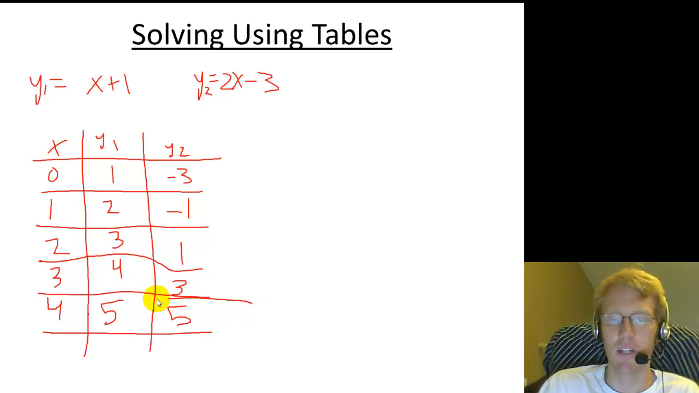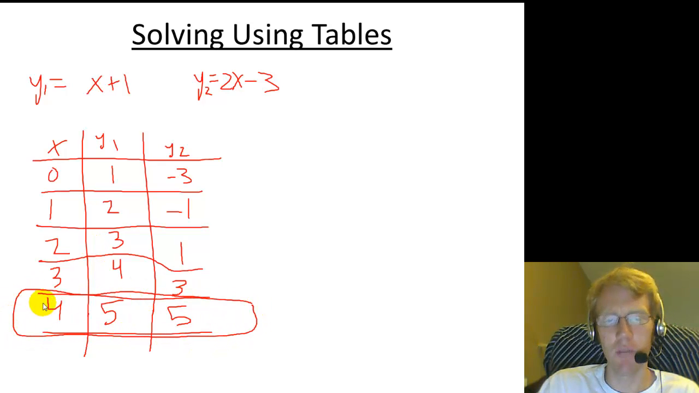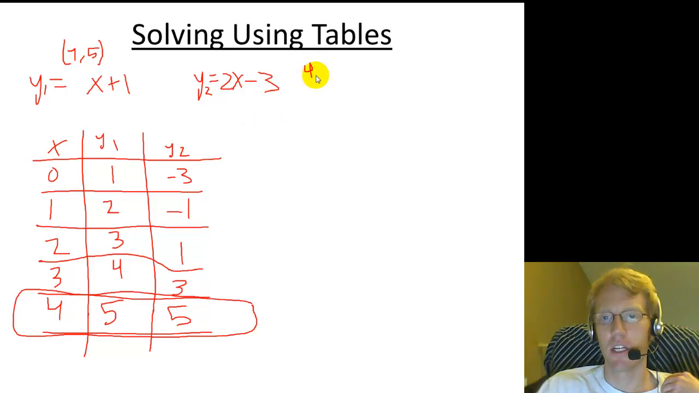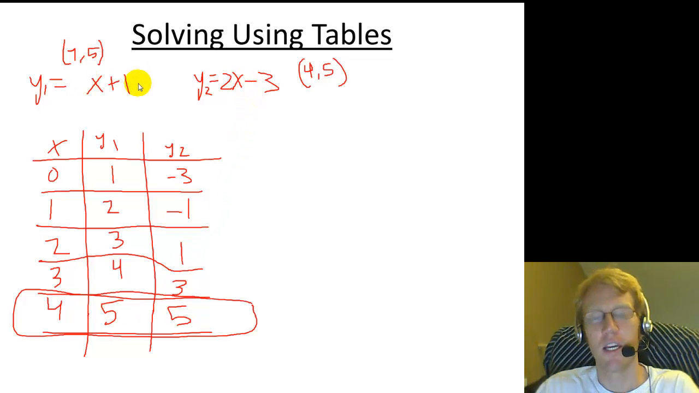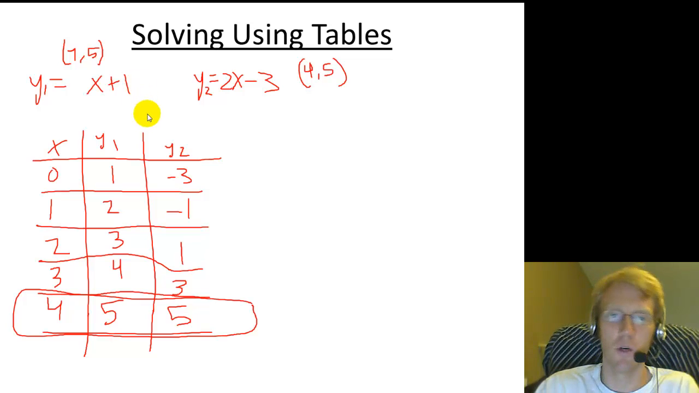But when we get down to here, if you input a 4 into either equation, you get a 5 out. So that means a solution to the first equation is 4, 5, and a solution to the second equation is also 4, 5. So we found a single point, 4, 5, that works in both equations, and that's therefore the solution to the system because it's a solution to both of them. So it's one point that works in both places.